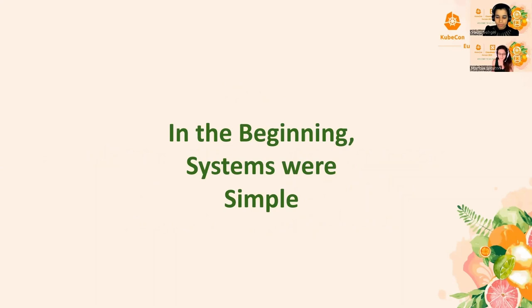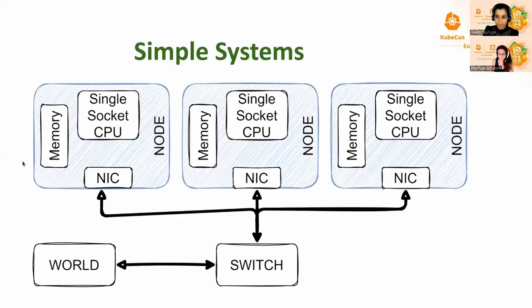In the beginning, systems were simple. And here's an idea of why they were simple. Nodes had only single sockets. There was a NIC, there was some memory, there was some switch, and there's the world, because you're only really running microservices at the beginning with Kubernetes.